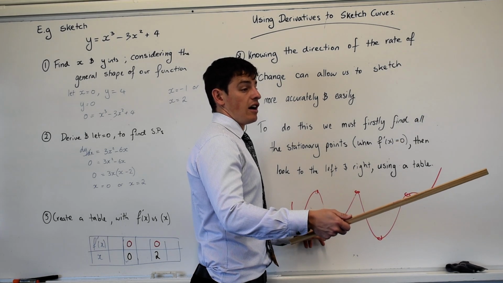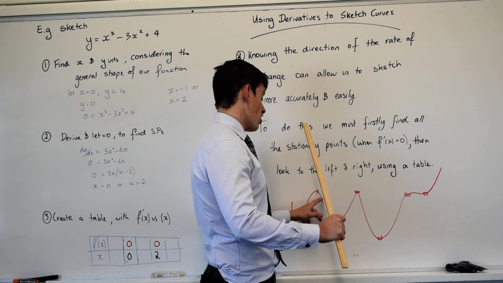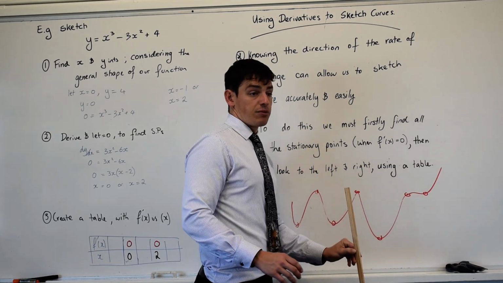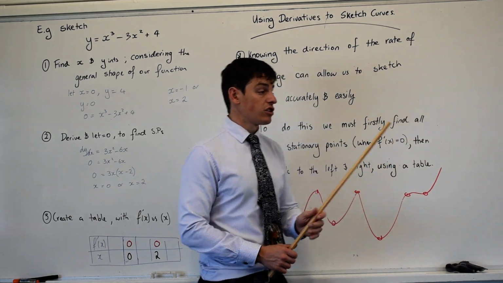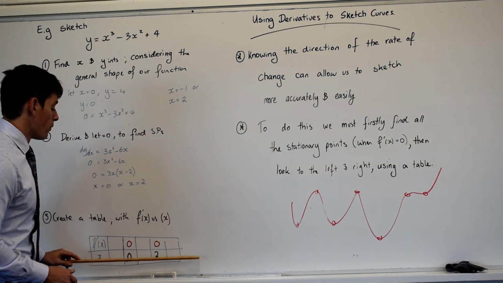Derivative function. And if my answer is negative, what's it tell me about the tangent the whole way through? It's negative. It's pointing down. If it's positive, it tells me the tangent the whole way through is pointing up. Makes it a lot easier to sketch, right? So we're going to go through an example of how that works.